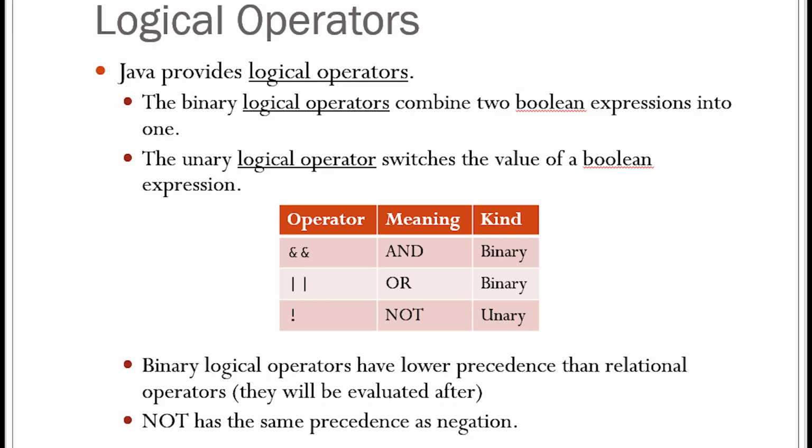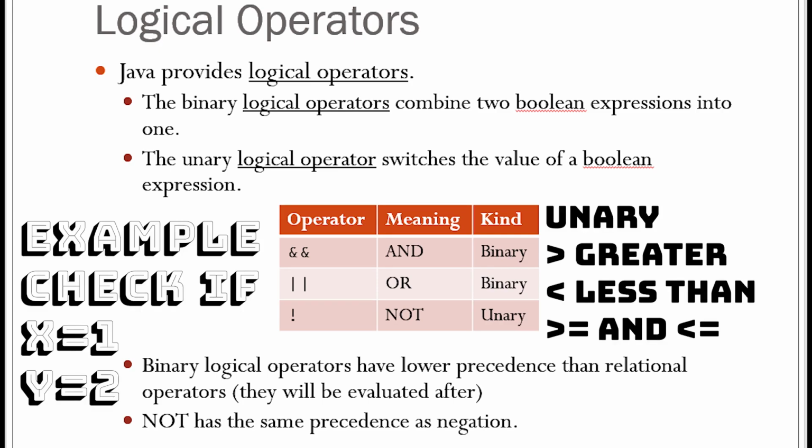Now, the first type of operator is a unary operator, which switches the value of the Boolean expression, and it only acts on one variable at a time. In the case of binary operators, they act on two variables at a time. And we have the OR operator and we have the AND operator. For the OR operator to work, only one condition has to be satisfied. And for the AND operator to work, both conditions have to be satisfied.